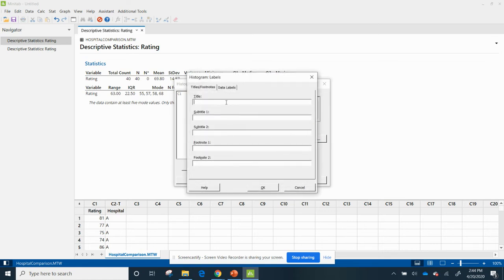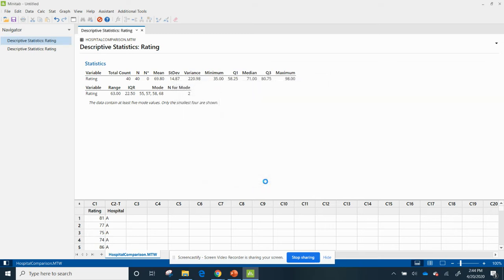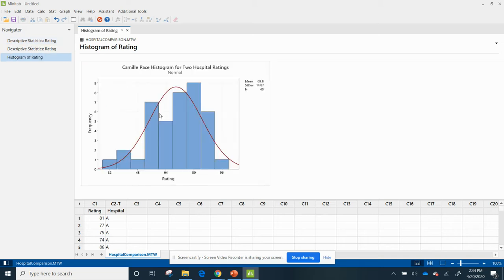And remember, for this class, I'm always going to put my name for what my graph is. Camille Pace, histogram for 2 hospital ratings. Okay. So this means they're together. So if I hit that, and again, remember for me, any graph that we do in here, you need to have your name on it. All right, so here's my histogram.